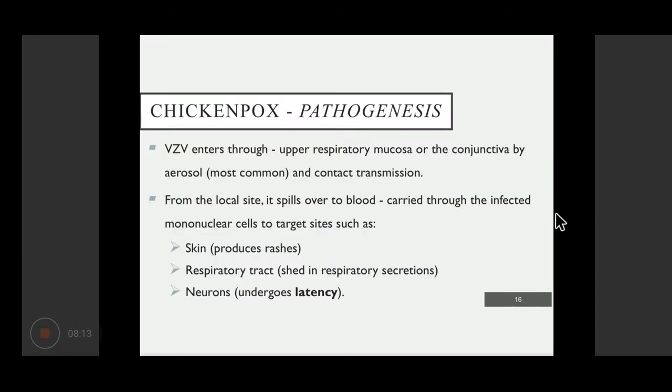Chickenpox enters through the upper respiratory mucosa. The route of transmission is aerosol and contact transmission. From the local site, it spills over to blood and is carried through the infected mononuclear cells to target sites such as skin, respiratory tract, from where it is shed in the respiratory secretions, and neurons. This virus is able to undergo latency in the neurons.